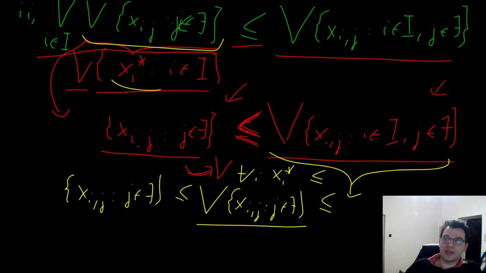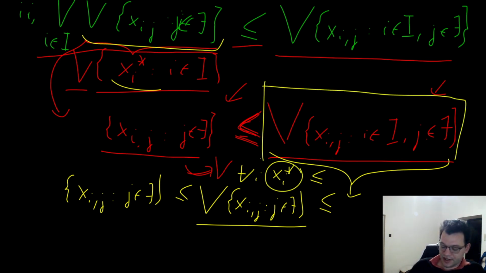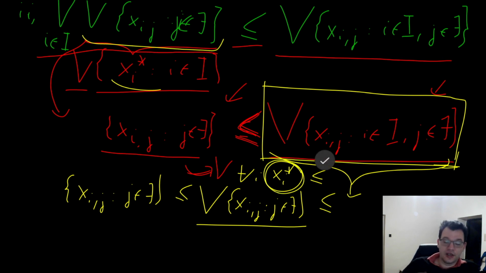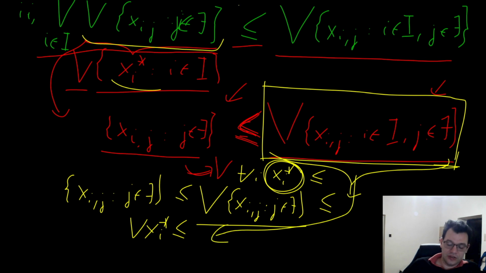And then I have a bunch of elements xi star and one single element, this guy there, and the rightmost guy is an upper bound of each of these guys, which means that the supremum, the least upper bound of those guys, is still smaller than the right-hand side. So what I get is that the supremum of the xi star is actually smaller than or equal to this part, which is just what I wanted to prove.